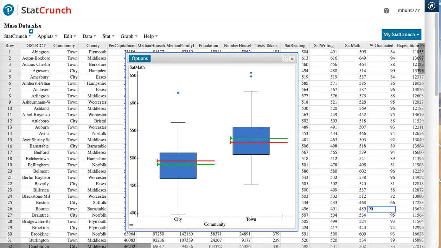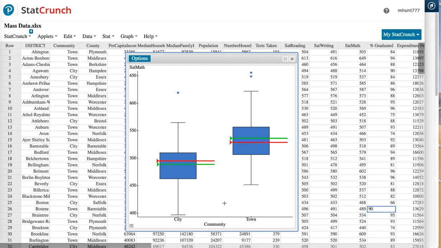Let's talk about it. As we look at this, we've got cities and towns, and in general, I'm going to say that cities seem to have a lower math SAT score than towns. If I click on either of these boxes, I get a lot of statistics: the interquartile range, which measures variability, the quartiles, and the median. The only thing that is left out is the mean, so if I want the mean, I can hover on the green, and the green gives me the median.